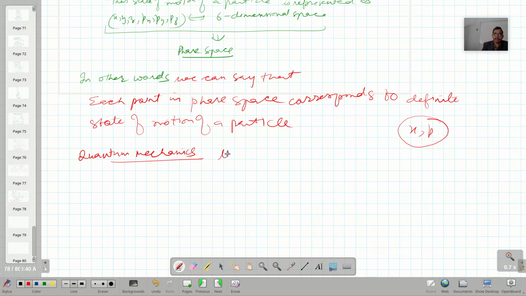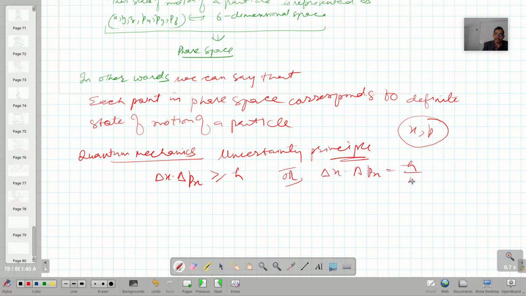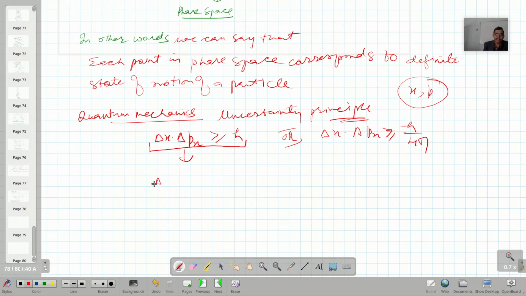In the uncertainty principle, what is that principle? That principle is delta x into delta px is greater than or equal to h. In some books it was written like this, or somewhere it was written like this, h upon 4 pi. So I am considering this part. According to this, delta x into delta px is greater than or equal to, if I multiply it by 2 pi and divide it by 2 pi, then it will become h cross. So I can write delta x into delta px is greater than or equal to h cross upon 2 pi.